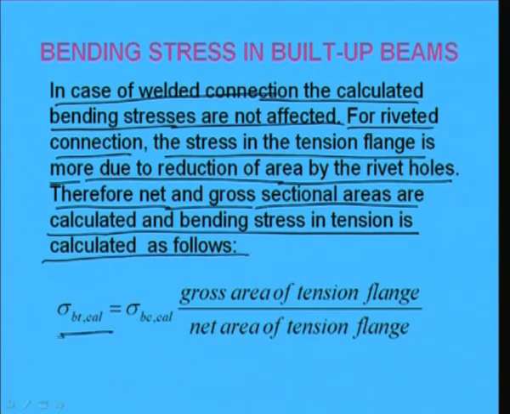So bending stress in tension will be calculated like this: sigma BT calculated is equal to sigma BC calculated into gross area of tension flange by net area of tension flange. That means, we know the gross area of tension flange, and because of the number of holes due to the rivets we know the net area of the tension flange. So we have to multiply that ratio with sigma BC calculated, so that we can find sigma BT.